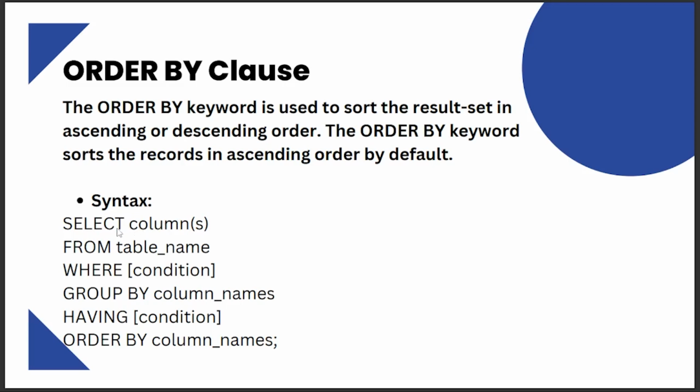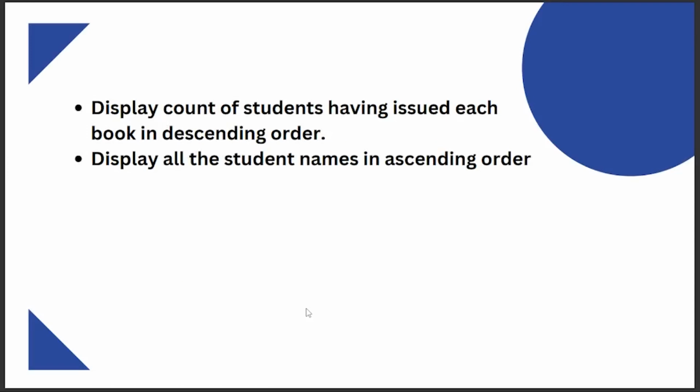So the syntax is select columns from table name, where condition, group by column names, having condition, order by column names. Here where, group by, and having are optional. You can skip any of them based on your problem definition. Let's solve certain questions related to it so that you understand it more nicely.